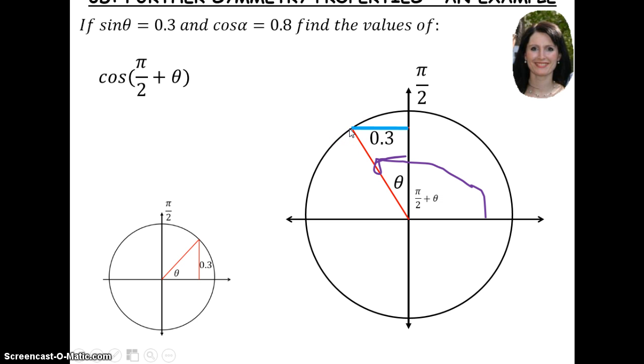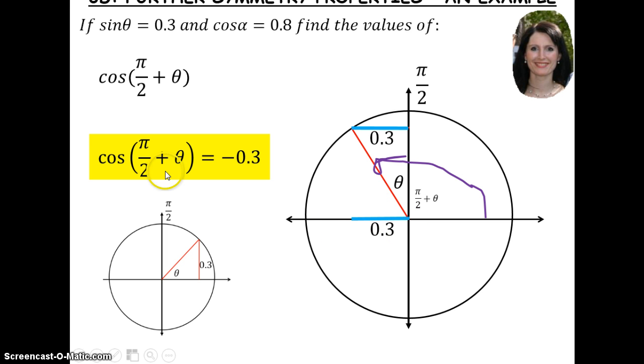There's our angle. And of course, this blue line here represents what was sine theta, which is 0.3, has now become cos theta, or cos pi on 2 plus theta. So that means that cos pi on 2 plus theta is going to be negative 0.3. Look how it's in the negative zone. It's over here. It's a negative value for your x.